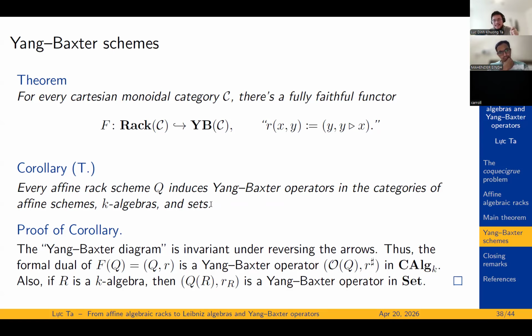And then if you take any k-algebra R and you look at the R-points of Q, then you get a braided set. In other words, you turn the R-points of Q into a braided set by turning this R into a function on the set.